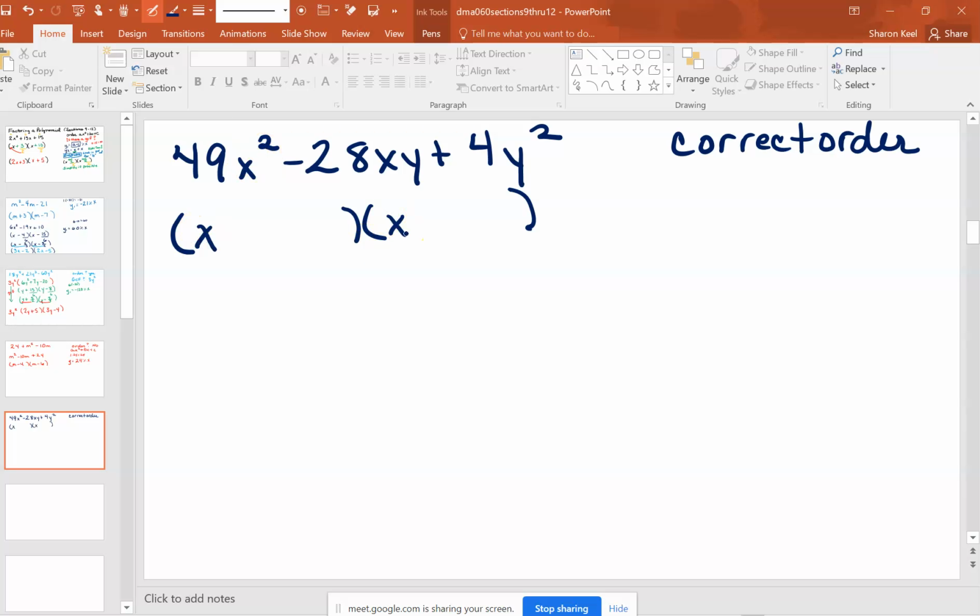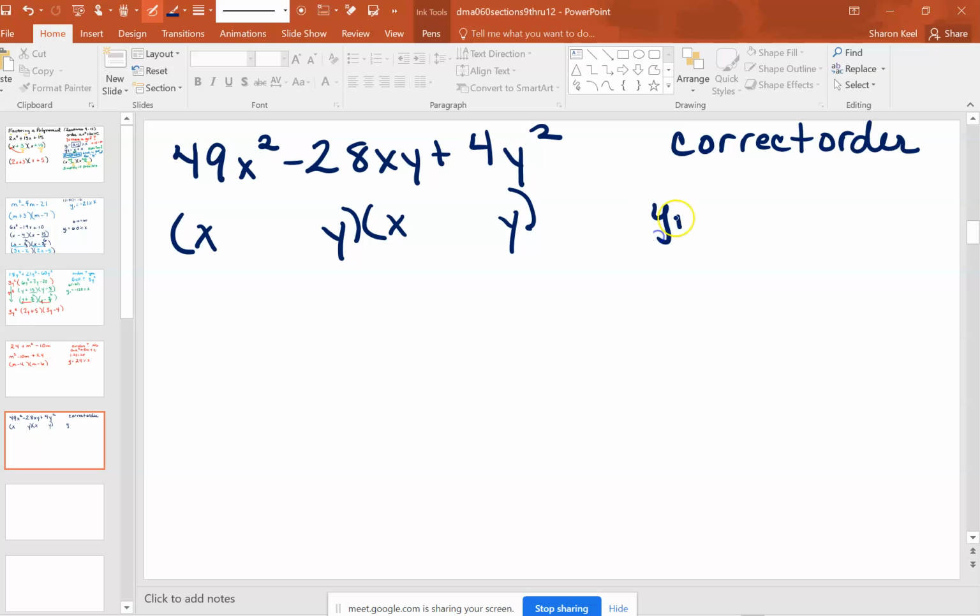When you're foiling this, your first 2 terms are your x squared. When you do the outside and then you do the inside, both of those have an xy. They give you the middle term. When you do the last, you've got a y times y. That gives you the y squared. So if you're checking your work and you're foiling it in your mind to check to be sure you had the right answer, it works out perfectly.